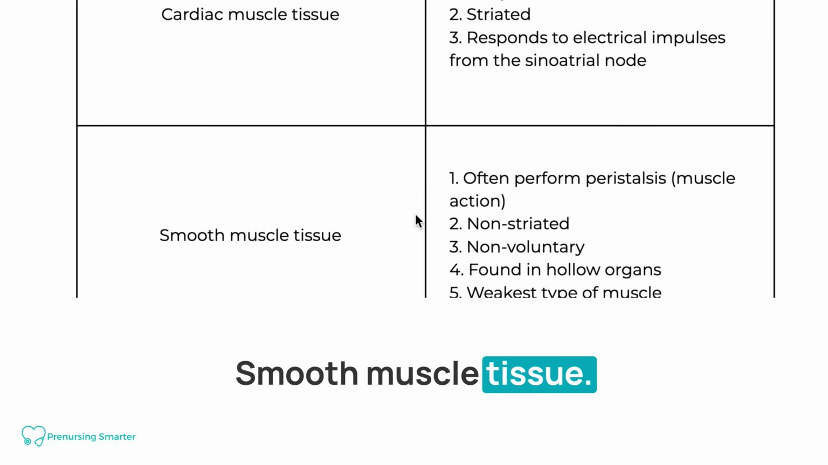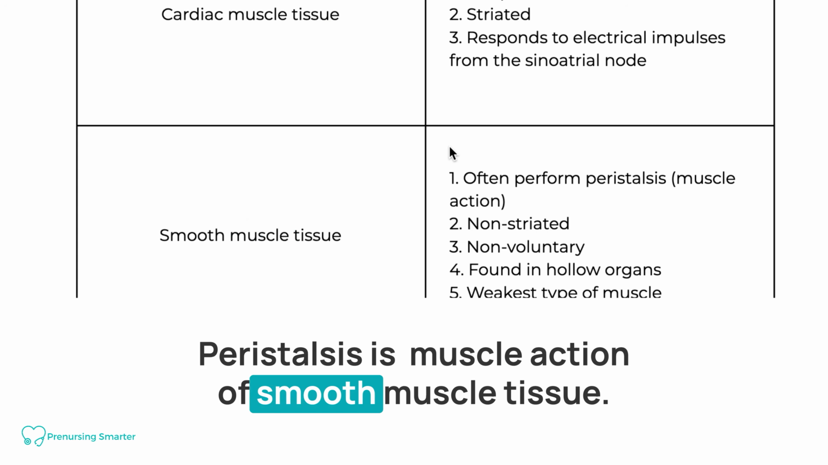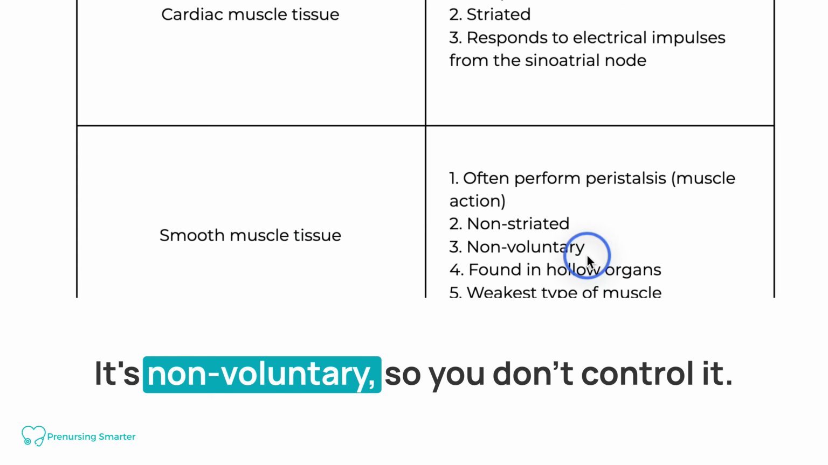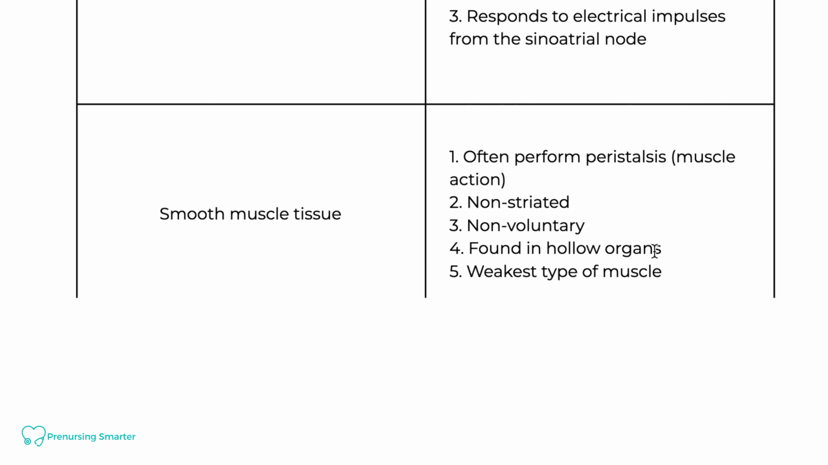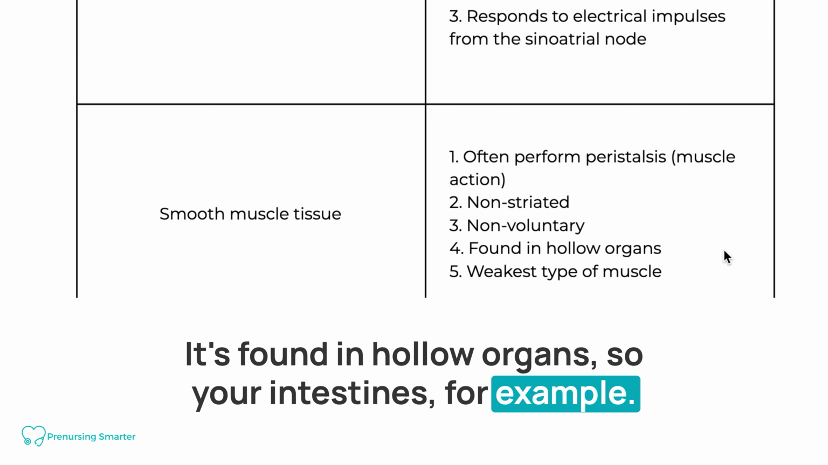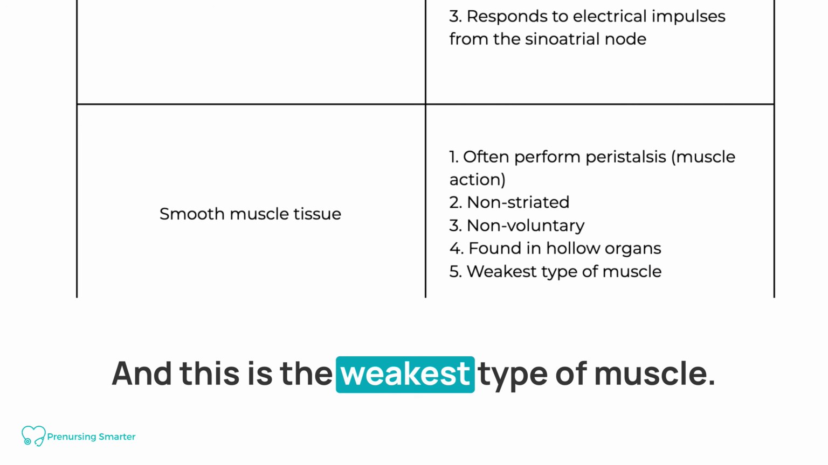Smooth muscle tissue. Peristalsis is muscle action of smooth muscle tissue. It's non-striated. It's non-voluntary, so you don't control it. It's found in hollow organs, so your intestines, for example, and this is the weakest type of muscle.